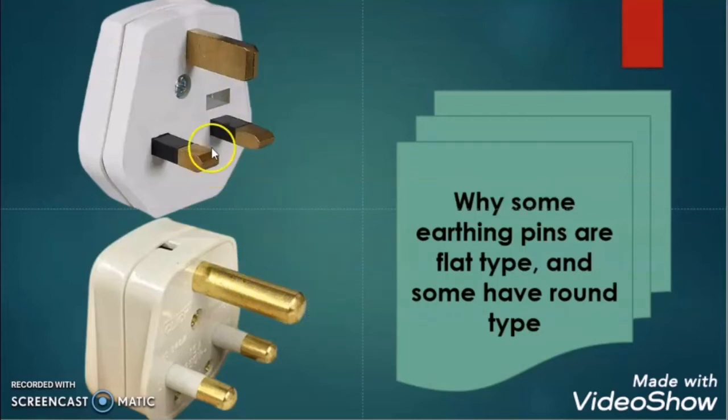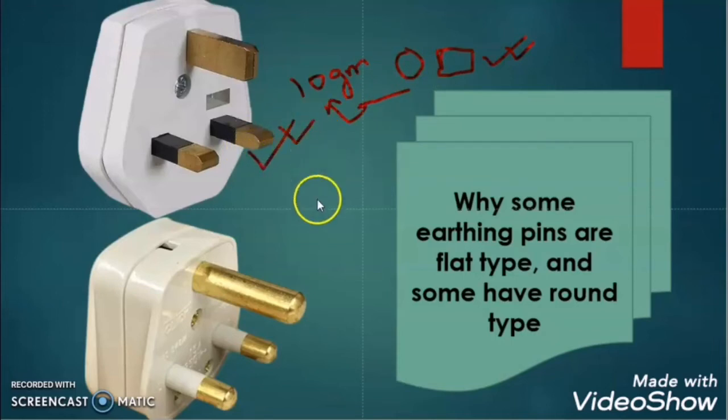Americans found that with the same amount of copper, suppose let's take an example of 10 grams of copper, they make one rounded pin and one flat pin. Then they found that from the same amount of copper, the flat pin has a larger surface area compared to the rounded pin. So as the surface area is higher when the pin is in the flat shape compared to the rounded shape, Americans accepted the flat pin.